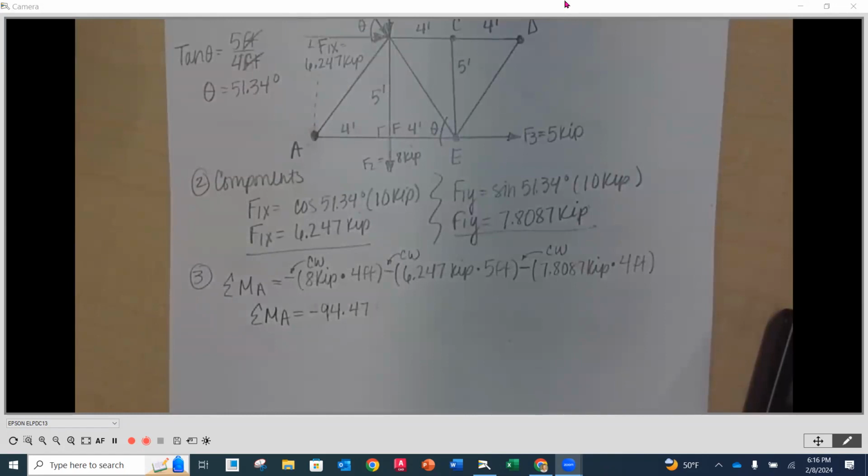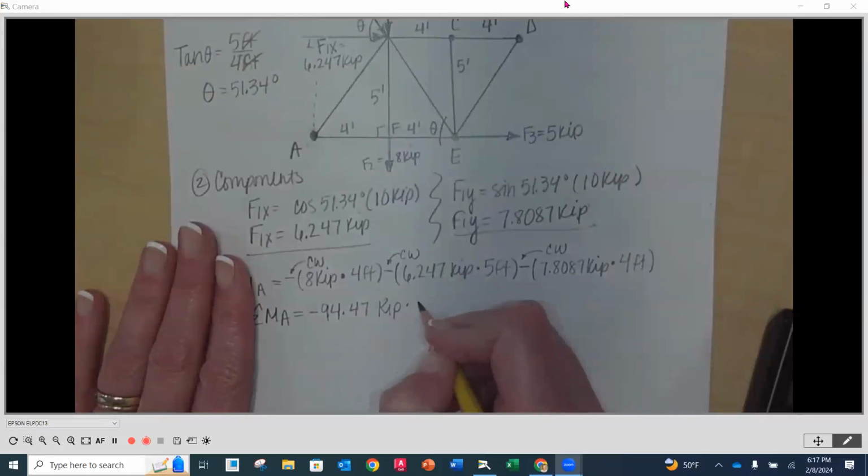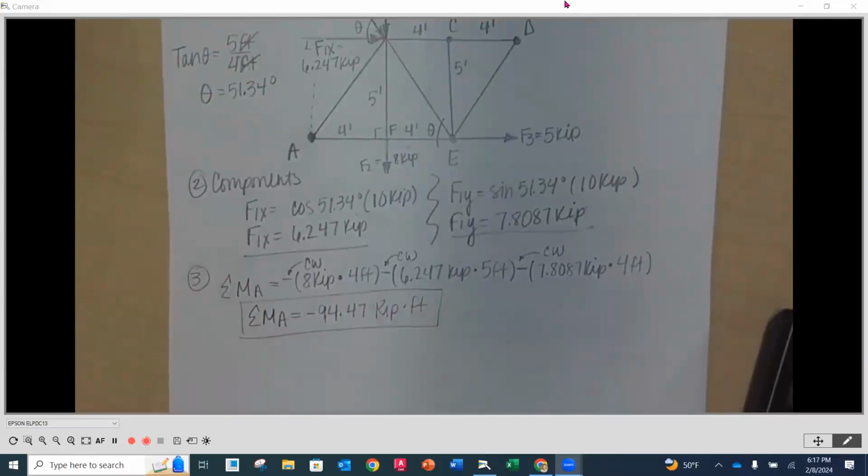So you should end up with a negative 94.47. What are my units? Kips times feet. Awesome. Yep. Don't forget your units. Kips times feet. There we go. That's the moment around A. Any questions at all? The big thing here is just going to be perpendicular distances and the direction of the rotation. Okay, that's going to be the practice that you'll get.